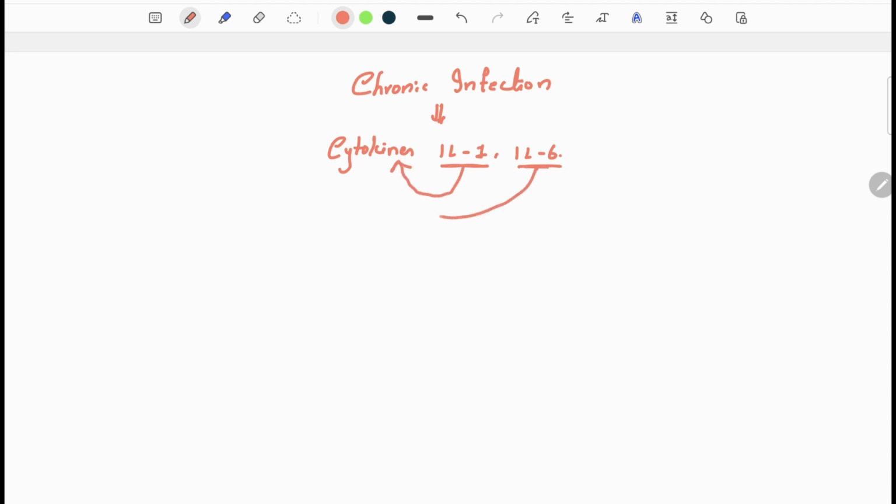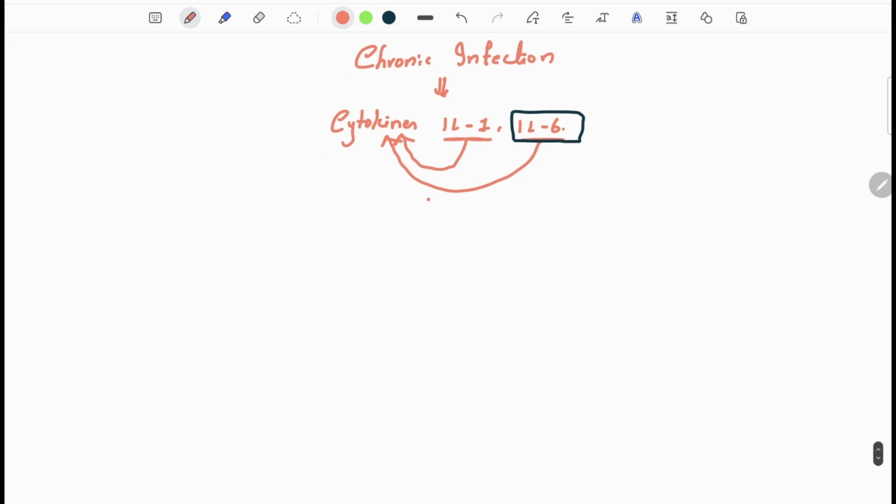Now, let's discuss the pathogenesis of this anemia of chronic diseases. For example, there is chronic infection. So, because of these chronic infections, release of cytokines interleukin 1 and interleukin 6 will take place. These are the most important cytokines, and in these both, interleukin 6 is very important. They act on the liver.